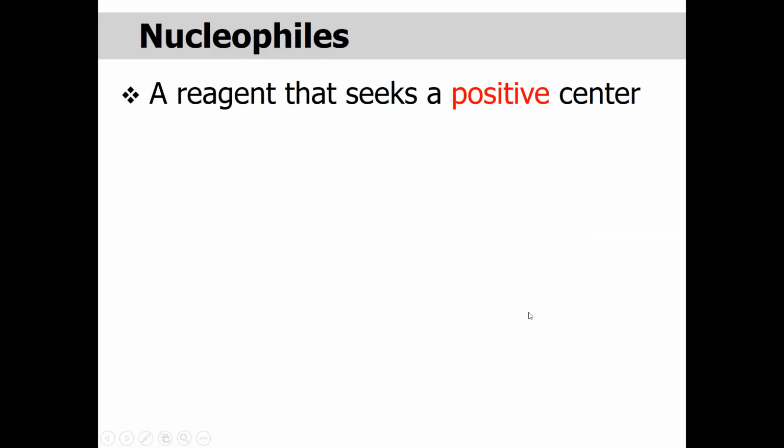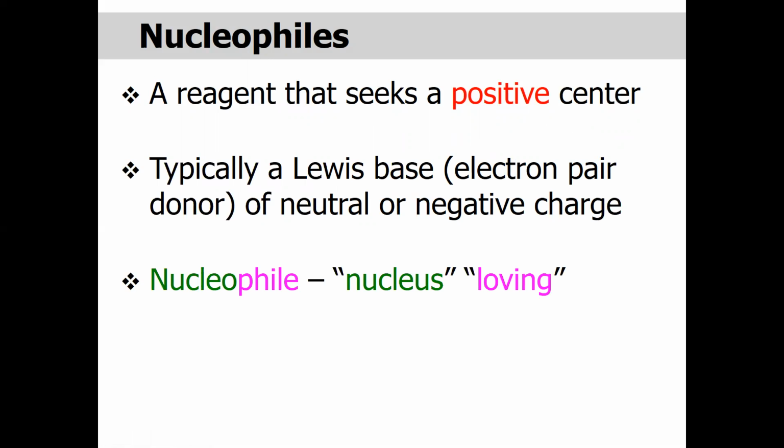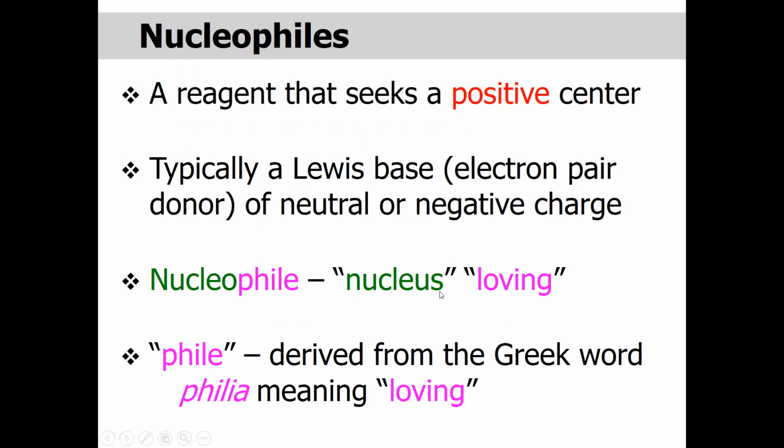What is a nucleophile? As I mentioned, I will discuss the types of nucleophiles. A nucleophile is a reagent that seeks a positive center. If any species is seeking the positive center, it must be an electron-rich species. Typically, a nucleophile is a Lewis base having an electron pair, and it may be neutral or negatively charged. Nucleophile means nucleus loving. Phile is derived from the Greek word philia, meaning loving.